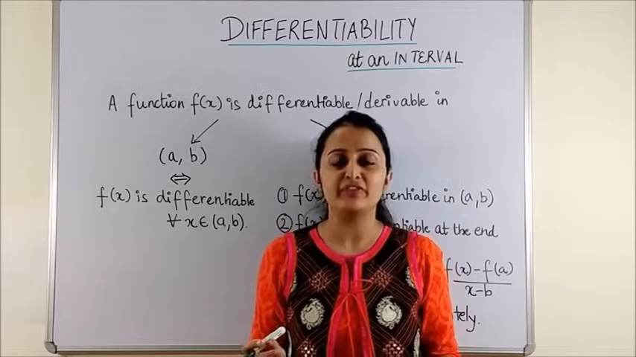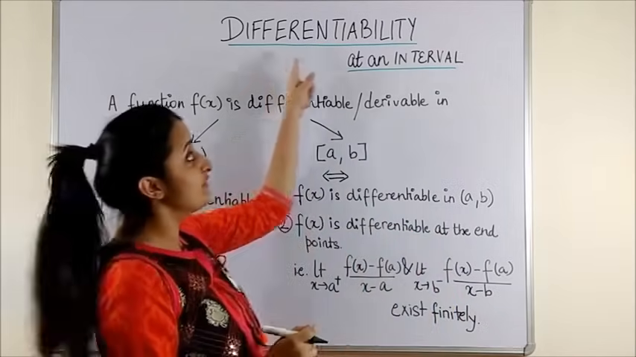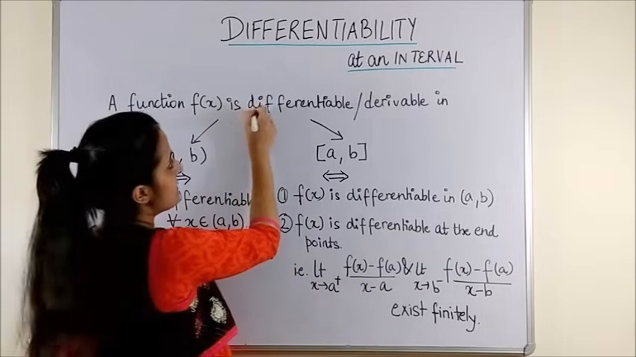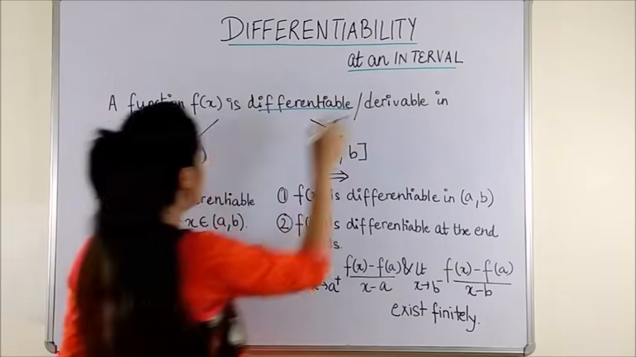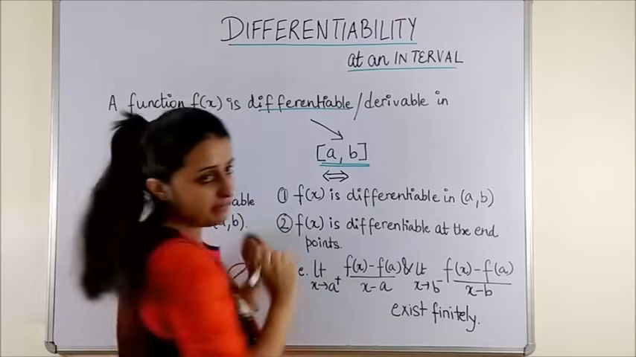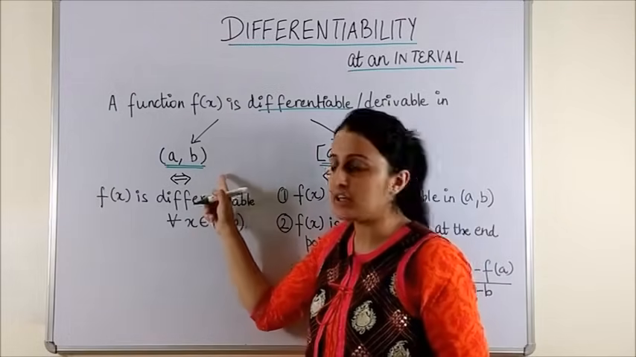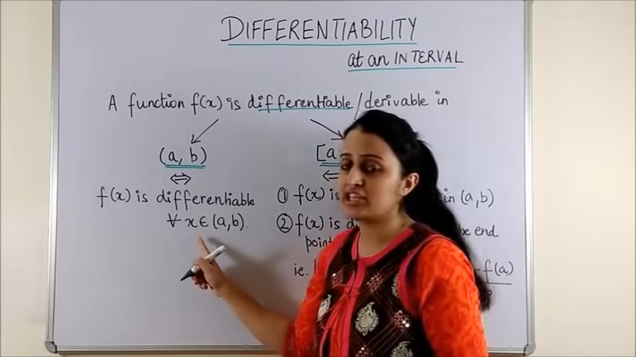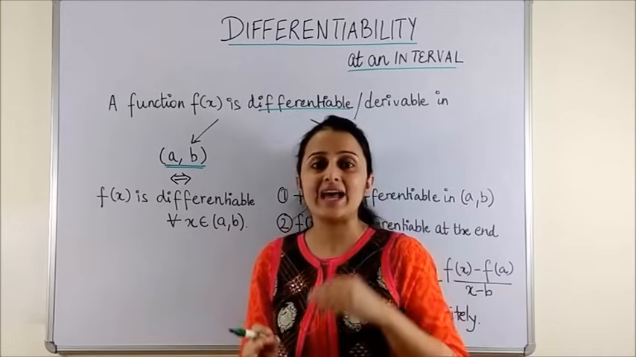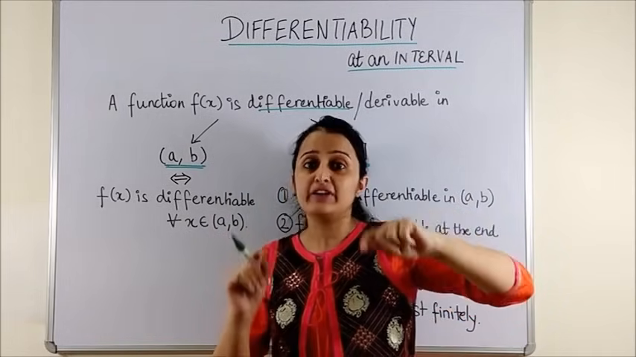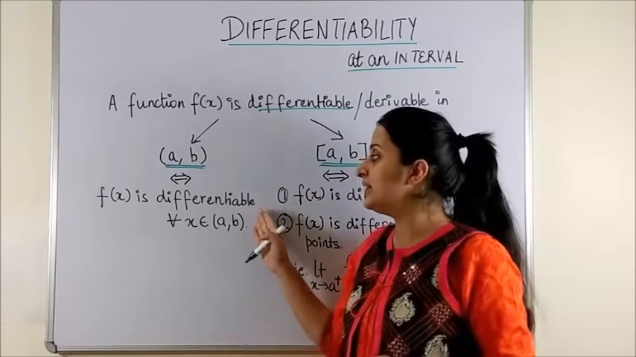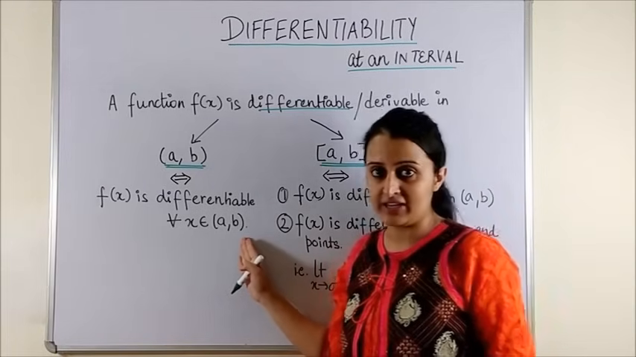Extending the concept of differentiability further, we talk of differentiability at a certain interval. So a function f(x) is said to be differentiable in, and we get two cases, open interval AB or the closed interval AB. f(x) is differentiable in the open interval AB provided it is differentiable for all points within the interval AB. So that means, as in the previous definition, if f(x) is differentiable at all points of AB, then it is said to be differentiable in the open interval AB.